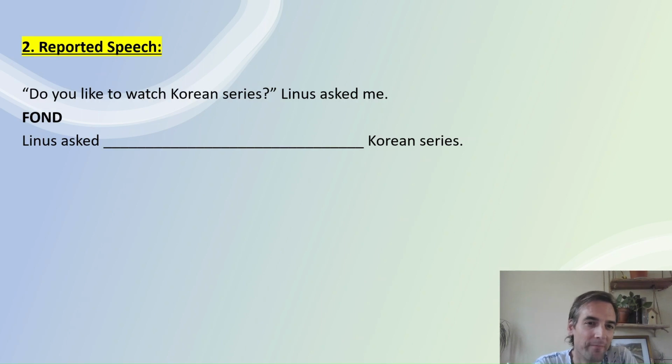Reported speech. So this one where someone says something and then you are reporting what they said at a later date. You are saying he said, he liked. Because it's C1, it's going to be a bit more difficult. So you'll find lots of questions and you'll find lots of different words for the same thing. For example, the trick here, do you like to watch?